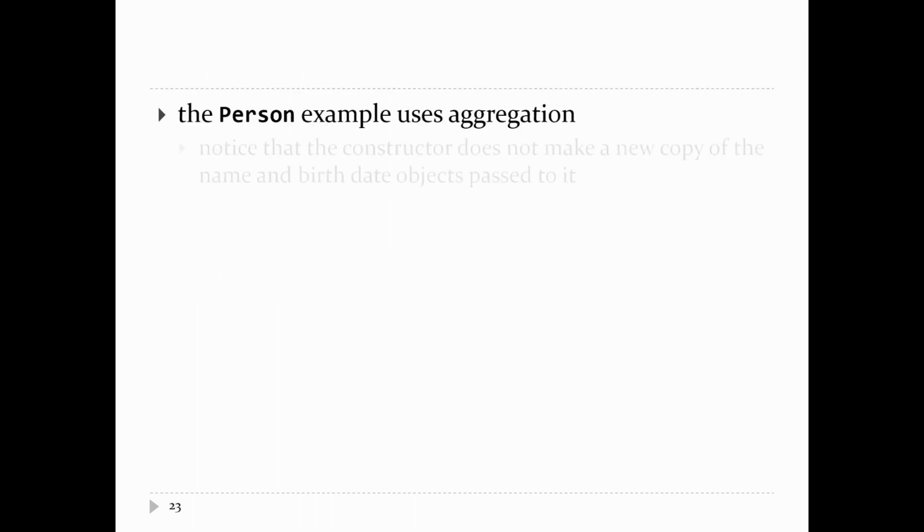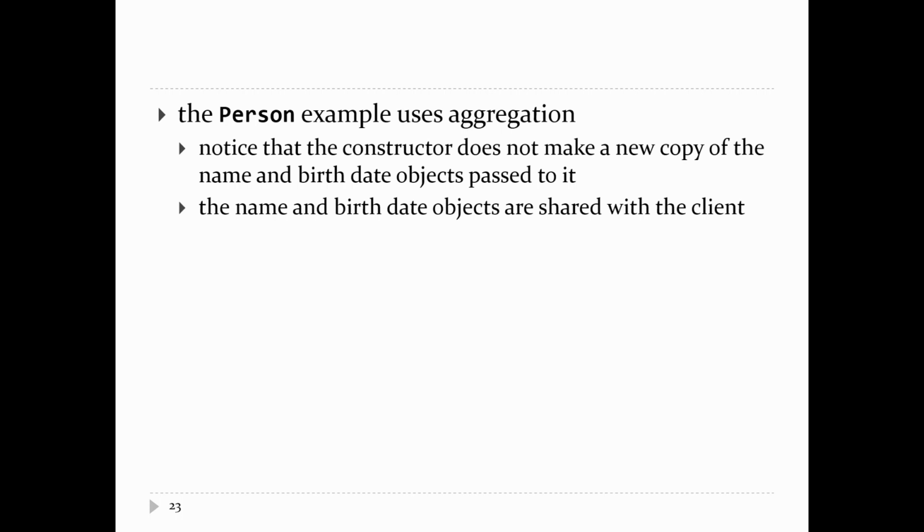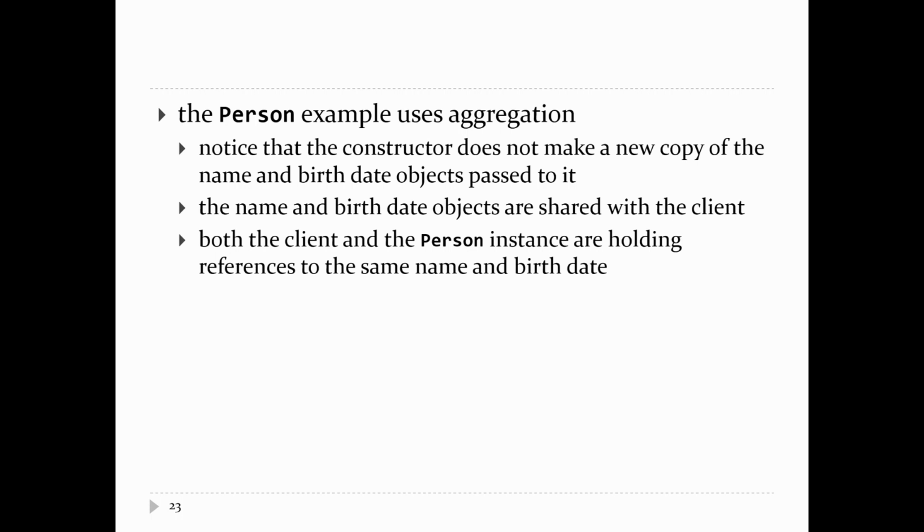Now, this example uses aggregation. So the constructor does not make a new copy of the name and birth date objects passed to it. What does that mean? That means whoever called the constructor has a reference to the string object that represents the name. They have a reference to the date object that represents the birth date. Now, the person object also has a reference to its name and birth date object. But now there are two different parties that have references to the name and birth date. So both the client, or the caller of the constructor, and the person object have references to the same name and birth date.